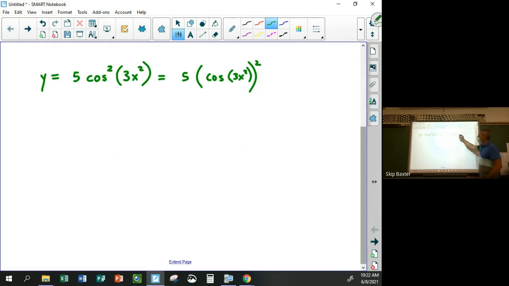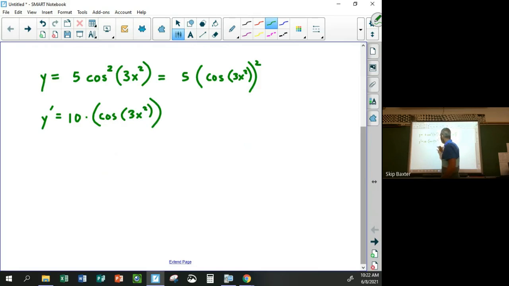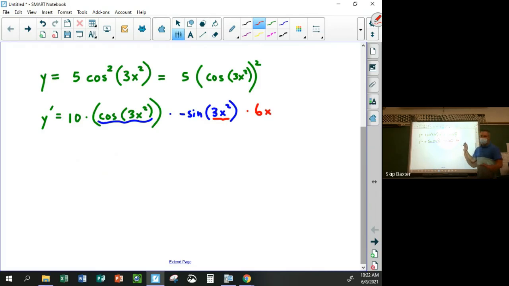So the overall structure of this function is it's 5 times something squared. The derivative of 5 times something squared is 10 times that stuff, cosine of 3x squared. Now you're just kind of starting from the beginning, and you say, now I have to take the derivative of cosine of 3x squared. Well, what's that? That's the cosine of something. Its derivative is negative sine of something. But now you have to take the derivative of 3x squared. Well, what's that? That's 6x. Now you're done.